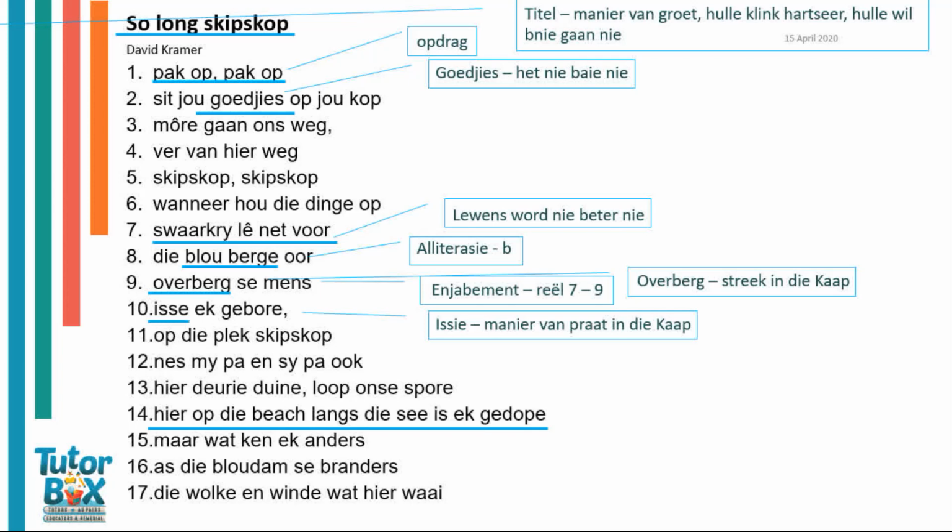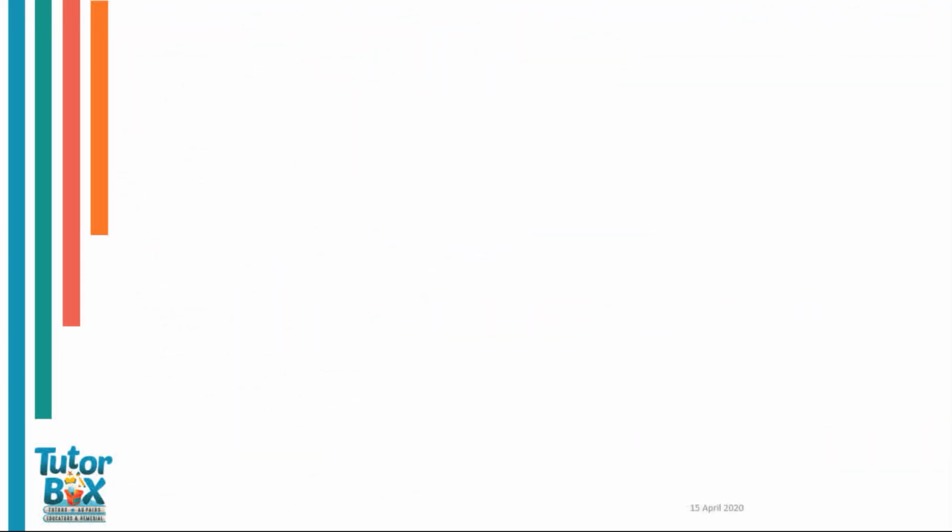Hier op die beach, langs die see is ek gedoop. Okay, so the place where you got baptized or gedoop, okay? So that must be a special place for you. So this means that it is a special place for this person as well. Hy het sentimentele waarde aan die plek. Maar wat ken ek anders as die blou dam se branders, die wolke en die winde wat hier waai.